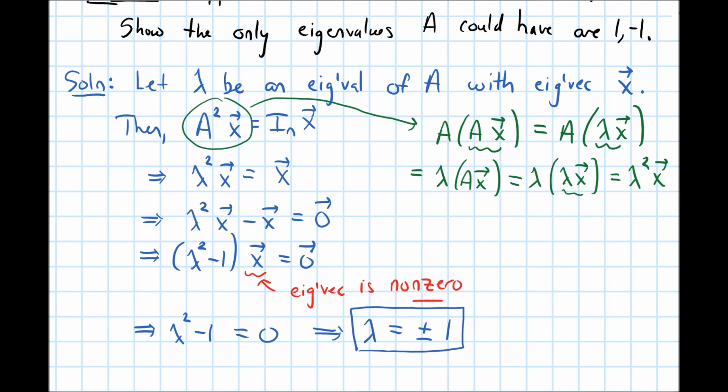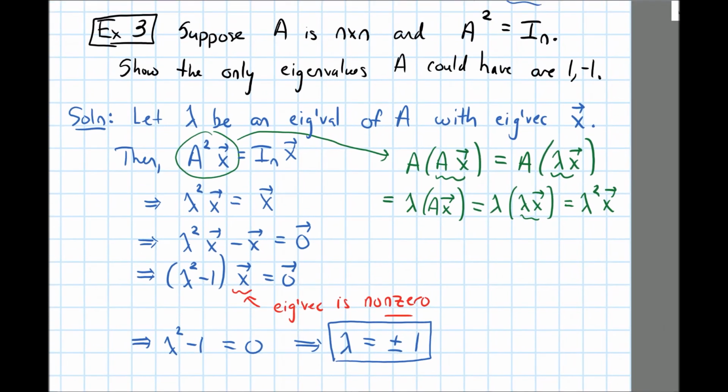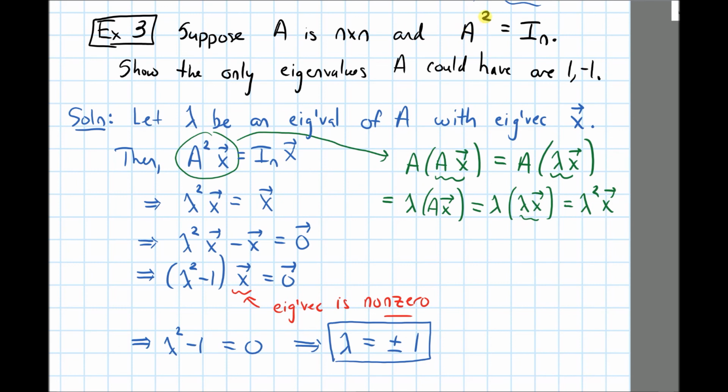So what we've shown at this point is if my matrix A has this property that A squared equals the identity, then the only possible eigenvalues it could have, the only possible choices for what lambda could be, are 1 or negative 1.